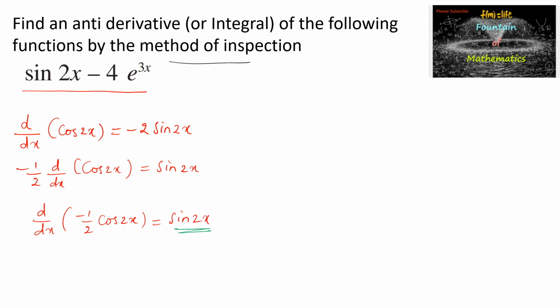We can write the antiderivative of sin 2x is minus 1 by 2 cos 2x. Let's find the other function.